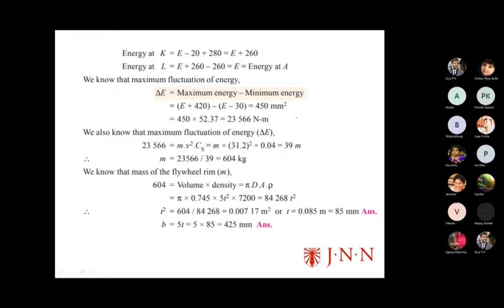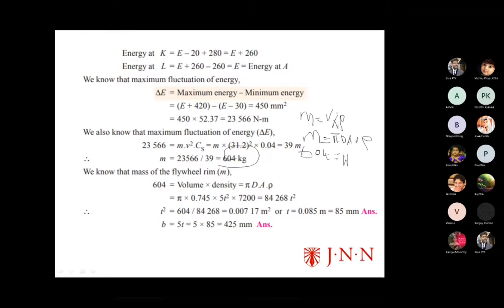Look here. So m equal to volume into density rho. So m equal to the volume formula, pi d A, into rho. Now substitute the m value, which is given as 604 kilogram. So substitute m equal to 604 equal to pi value. Directly substitute the pi value.